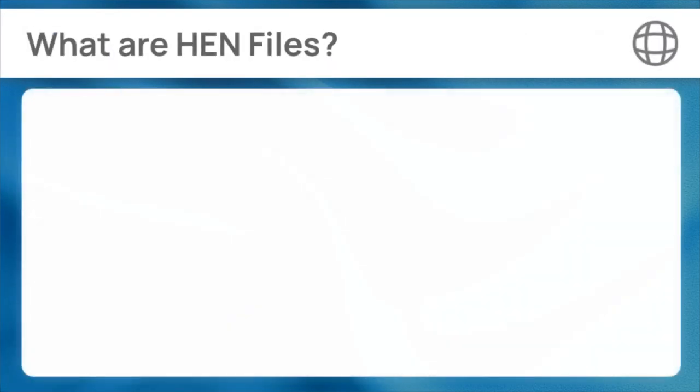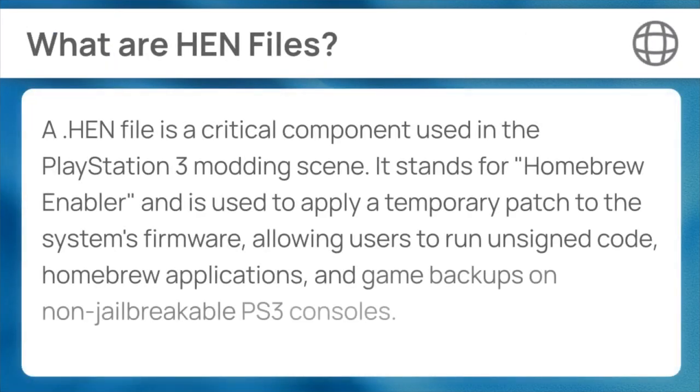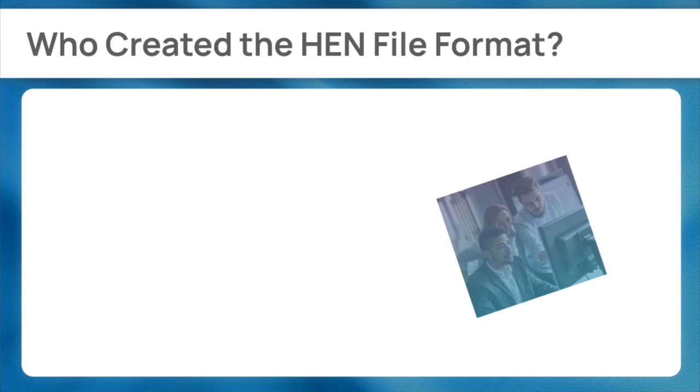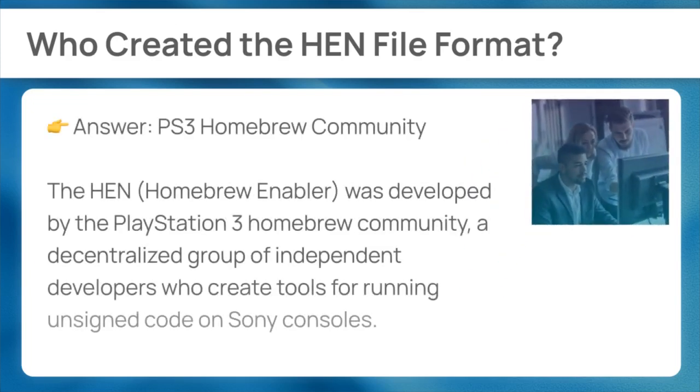A .HEN file is a critical component used in the PlayStation 3 modding scene. It stands for Homebrew Enabler and is used to apply a temporary patch to the system's firmware, allowing users to run unsigned code, homebrew applications, and game backups on non-jailbreakable PS3 consoles.